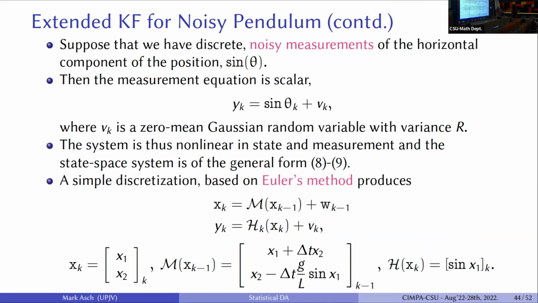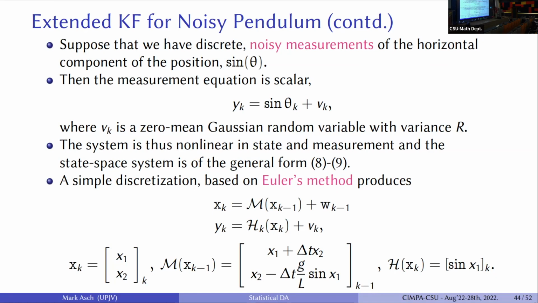Okay, with the horizontal component sine theta. Then we have the measurement equation, but here it's a scalar equation just to make things more manageable. And it has its own noise term, Vk. There's always noise in the measurements. And the system is thus nonlinear in state and measurement, and the state space system is of the general form we saw before.